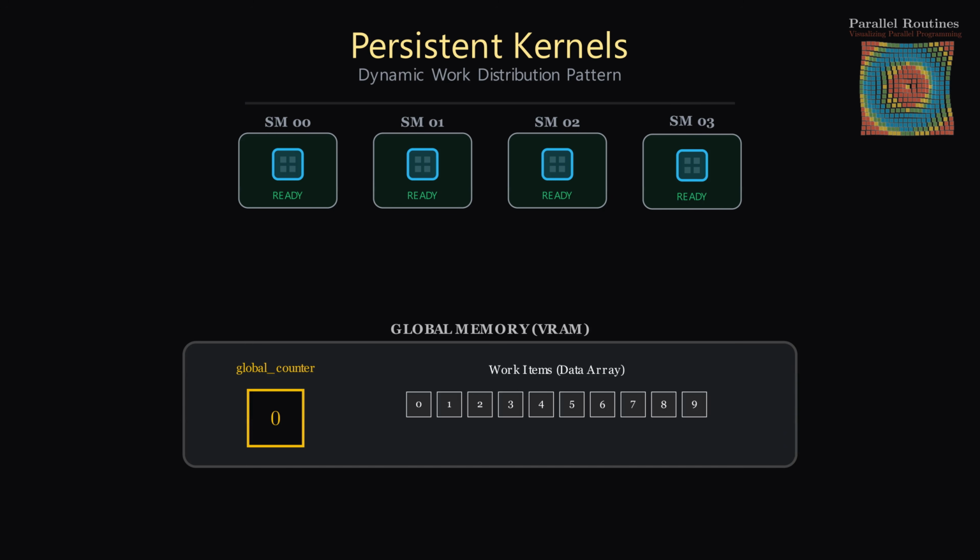Let's set up our global memory environment. We have a global atomic counter initialized to 0 and our work items array containing 10 tasks. Now let's watch the dynamic work distribution in action.